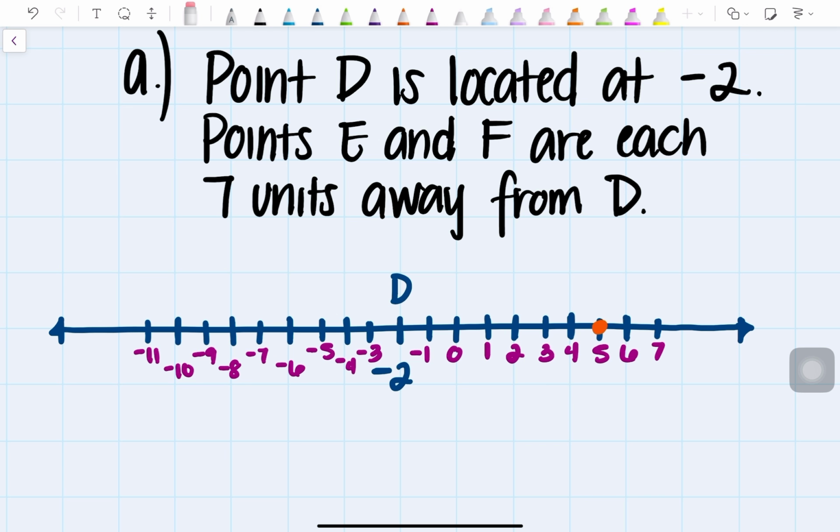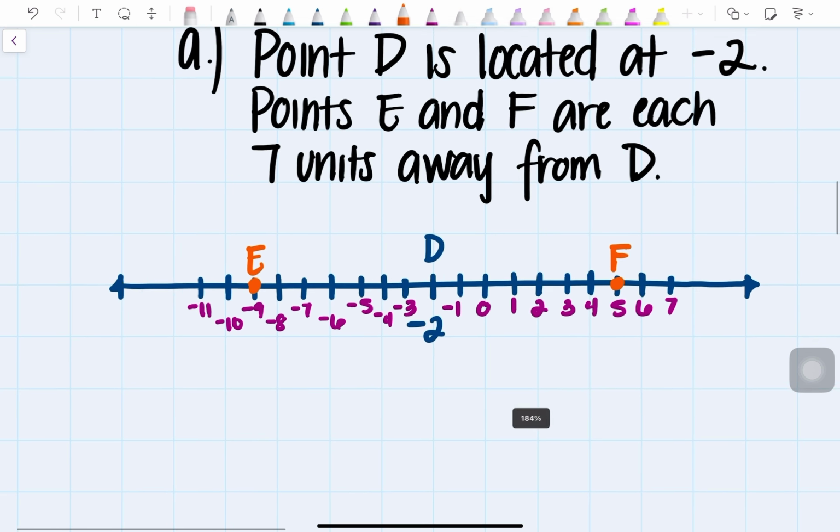So let's say in this case, guys, this here is F. It could be E, but I'm going to say that's F. So E would be on the other side. So let's go ahead and count. 1, 2, 3, 4, 5, 6, and 7. So I end up on -9. So then this here is E.